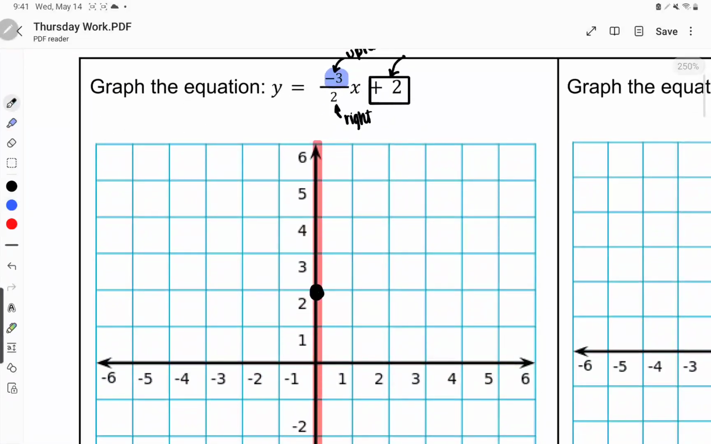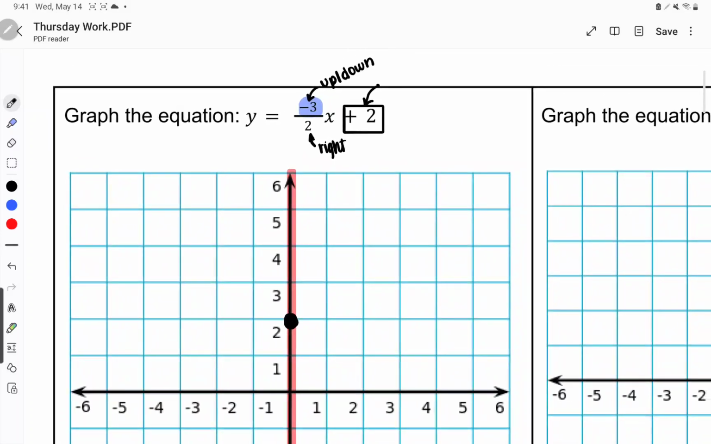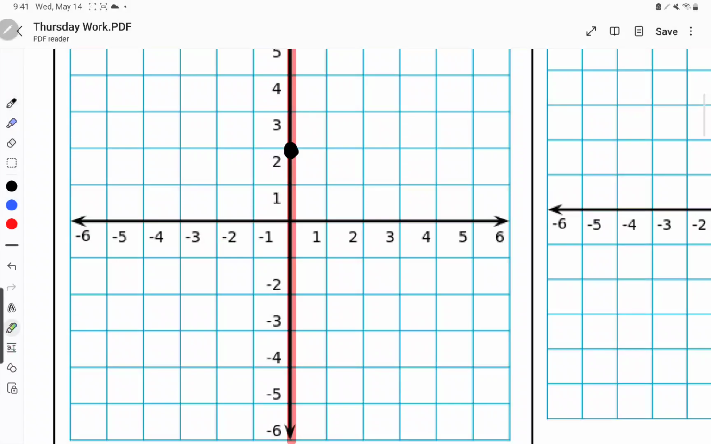Down. Why are we going down? We're going down because it's negative. And so we're going to go down 3 and then to the right 2. So we'll go down 1, 2, 3, and then to the right 1, 2, and we'll plot a point right there.